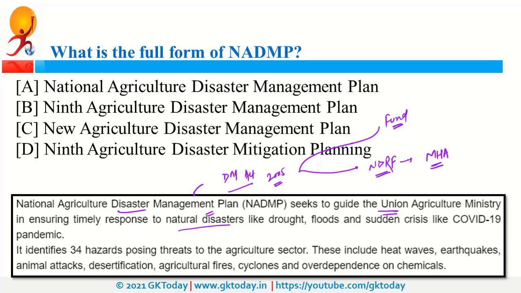Now in the context of disasters, there is an important term, the Sendai Framework. So it is the Sendai Framework for Disaster Risk Reduction, DRR, and it is a framework for 2015 to 2030. This is the same time period as the SDGs, that is Sustainable Development Goals. There are a total of 17 Sustainable Development Goals and 169 targets.